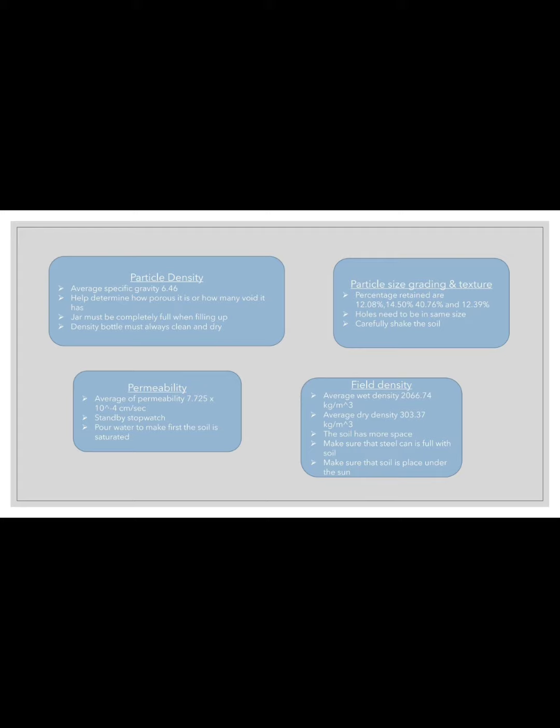So lastly, for the permeability experiment, we can discuss that the average permeability is 7.725 multiplied by 10 to the power of -4 cm per second. The experiment really needs a standpipe and a stopwatch to take the time for the water to flow down to the mark, and we also need to pour water first to make sure the soil is saturated.